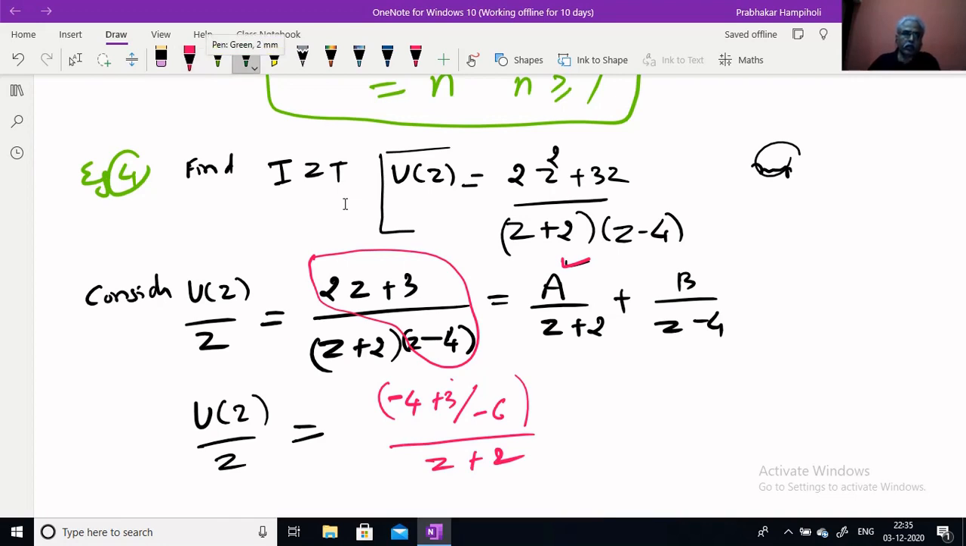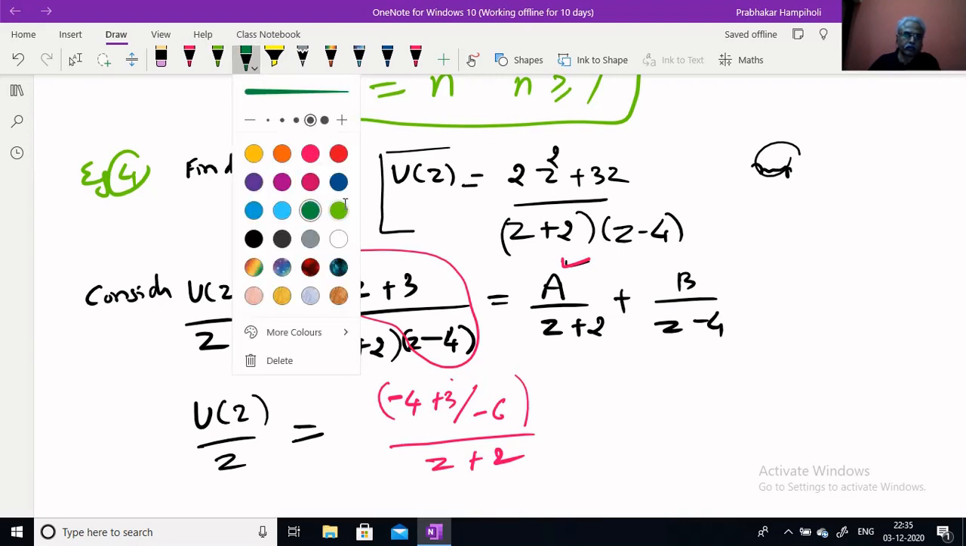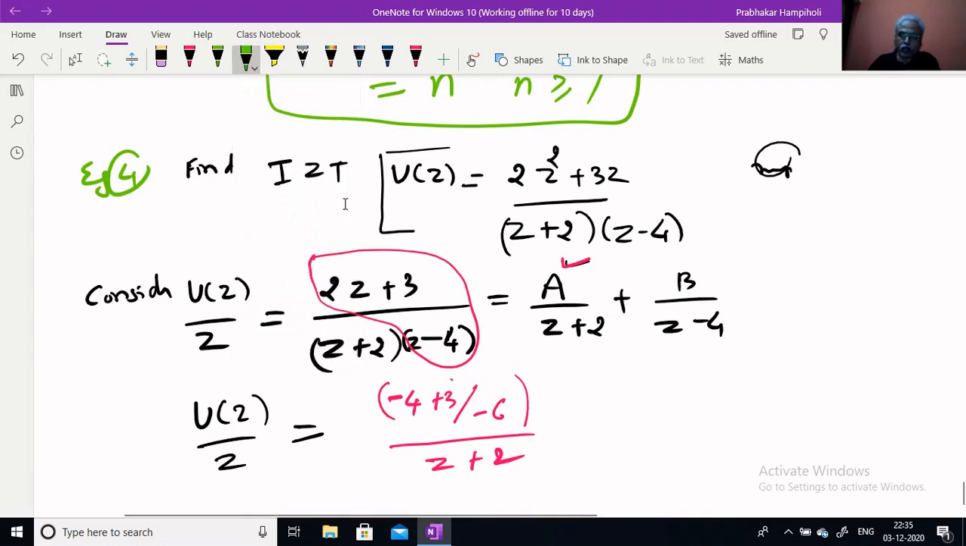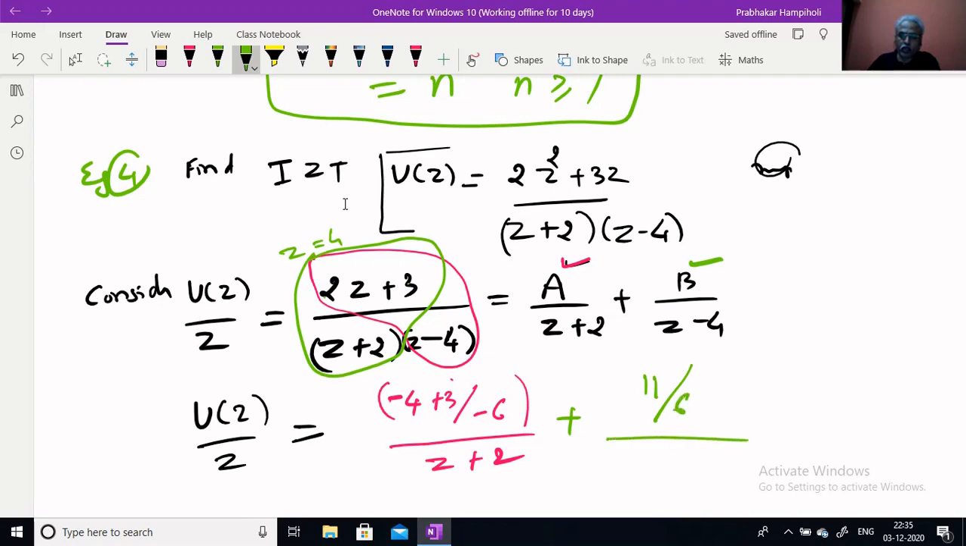Very similarly, if at all you want to find the b part, you neglect this z minus 4 here and put z equal to 4 in the remaining part. If you put z equal to 4, it is 2 into 4, 8 plus 3, 11, upon, here you put z equal to 4, 4 plus 2, 6. So this is our b, over z minus 4.